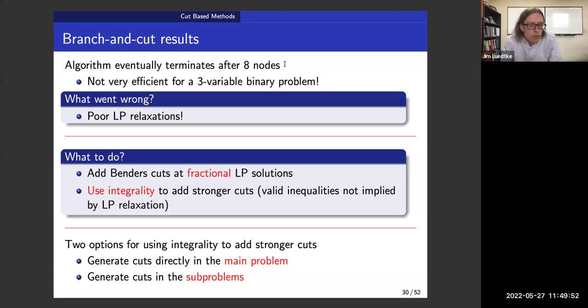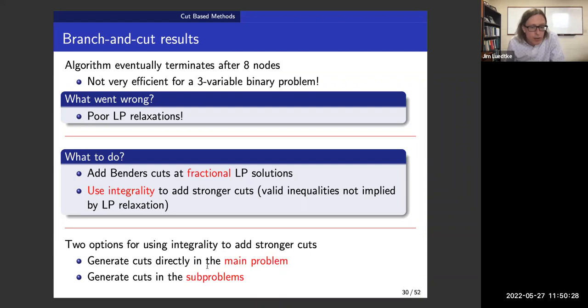One thing we could do is this: in the version I described, we only added these Benders cuts when we had an integer feasible solution at a node. You can certainly add Benders cuts at fractional LP solutions. But the other thing you can do, which may have much more power, is to use integrality of the decision variables to add stronger cuts, in particular trying to find valid inequalities that aren't implied by the standard linear programming relaxation. I want to discuss 2 general approaches for how we could find such valid inequalities.